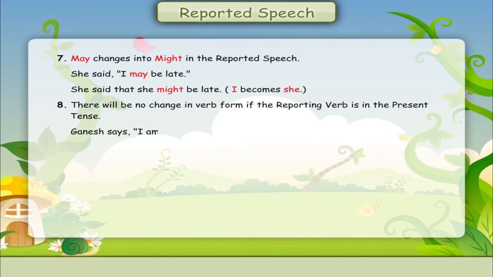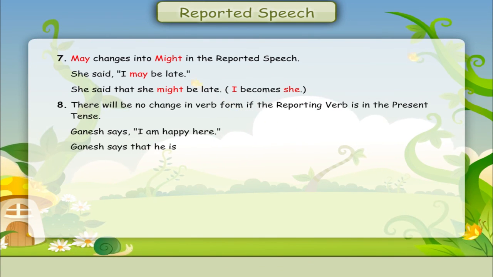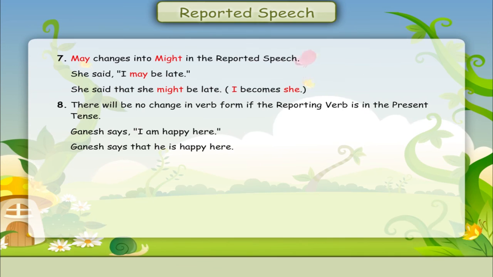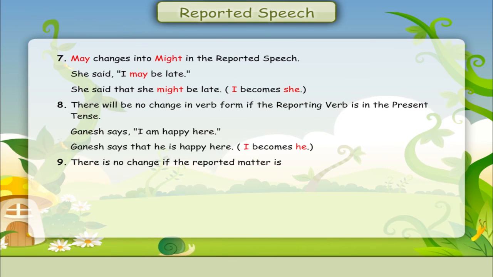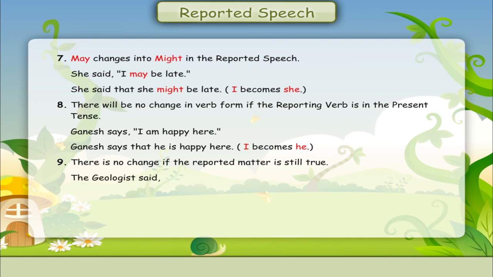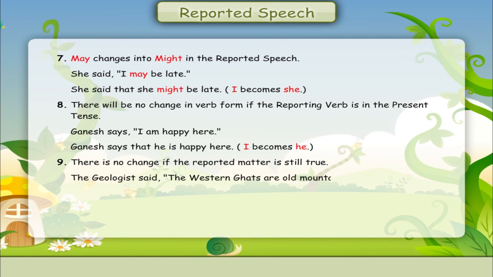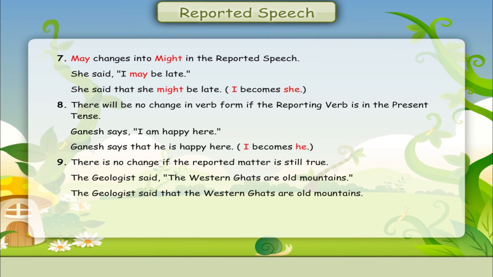Ganesh says, I am happy here. Ganesh says that he is happy here. I becomes he. There is no change if the reported matter is still true. The geologist said, the Western Ghats are old mountains. The geologist said that the Western Ghats are old mountains.